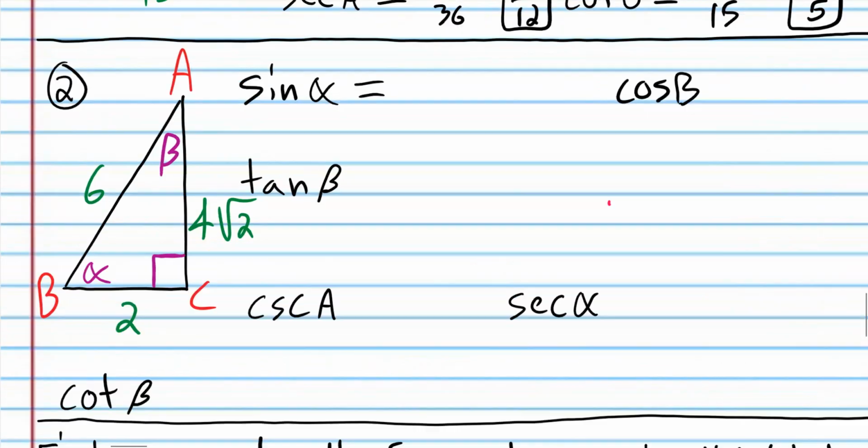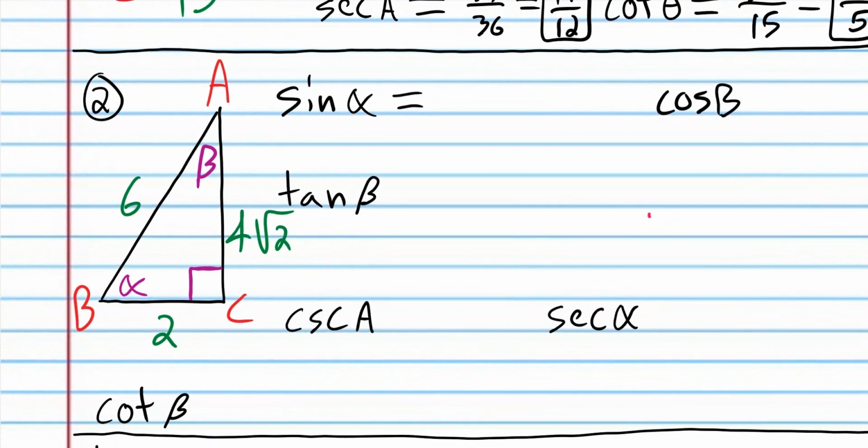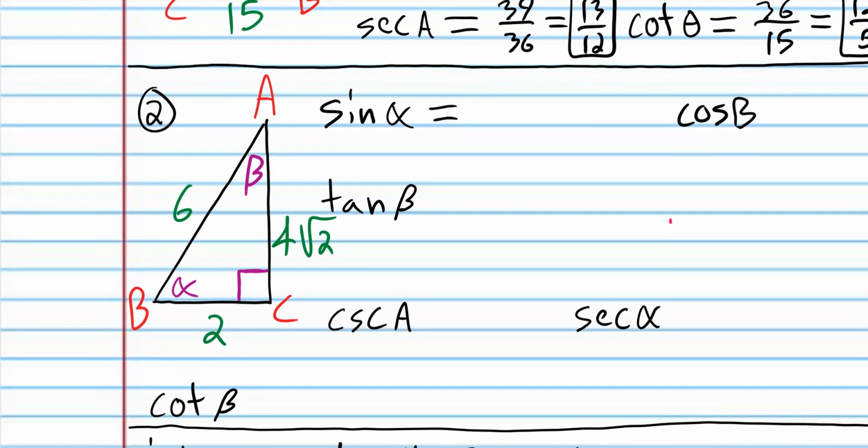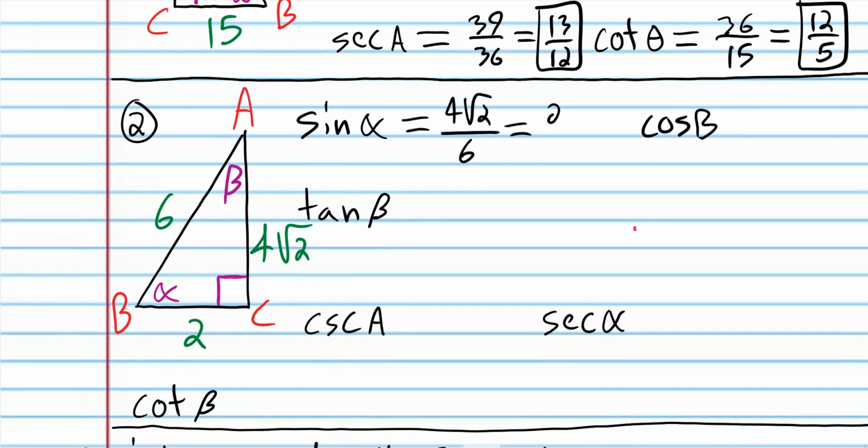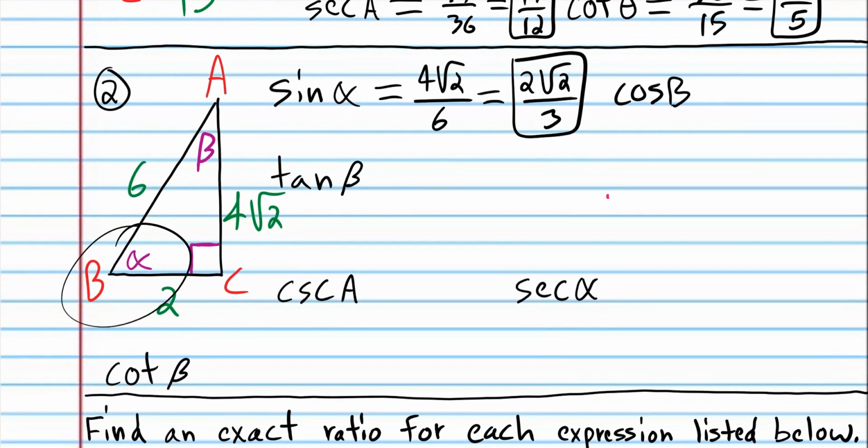And some of you may remember this without having to look at those definitions. So sine alpha is a side opposite divided by the hypotenuse. The side opposite the alpha angle. And we can reduce. Cosine B. We're looking at this angle down here. Cosine B is the side adjacent B, which is 2 over the hypotenuse.